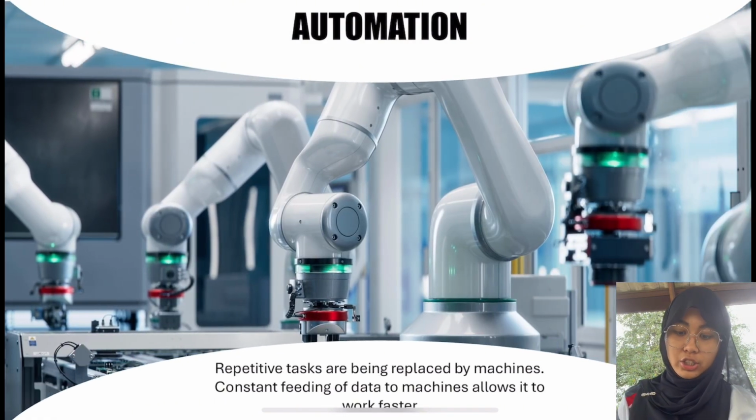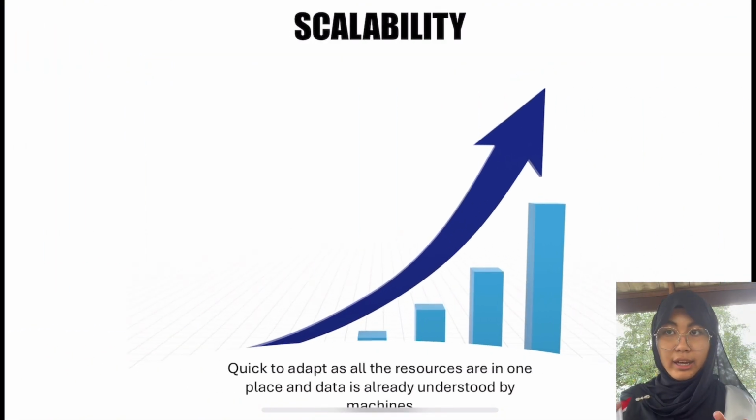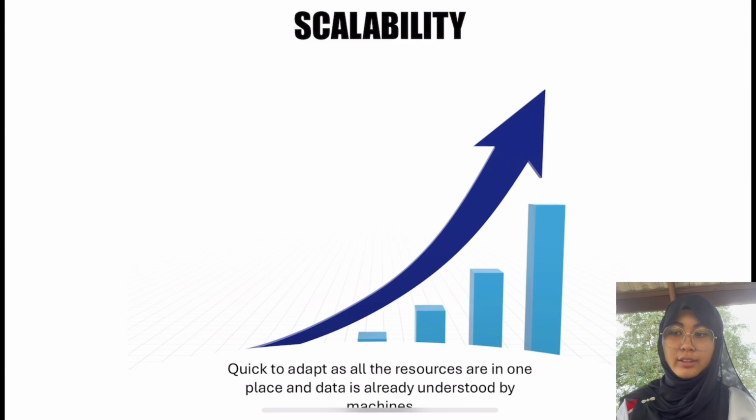Next, we have automation. So, tasks that used to be done by humans can now be done by machines, and this allows us to put our energy into something that actually requires human input. Lastly, we have scalability. And what this means is that we can update information a lot faster compared to if a human were to input the data and then analyze the data individually.